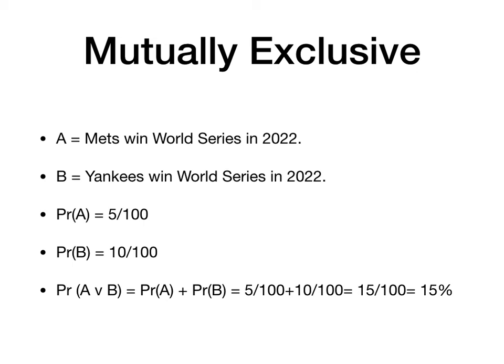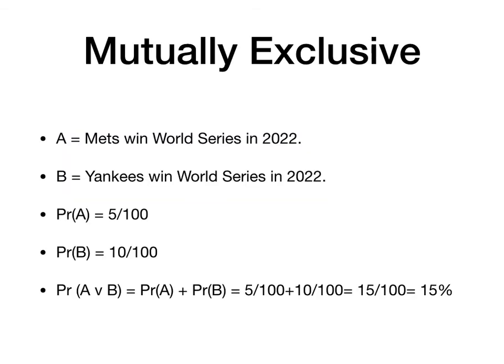Well, look, these are mutually exclusive, right? If the Mets win the World Series, the Yankees can't. If the Yankees win the World Series, the Mets can't. These two events, A and B, have no overlap whatsoever, so we can use the addition rule. Probability of A or B equals probability of A plus probability of B, which equals 5/100 plus 10/100 equals 15/100, or 15%.